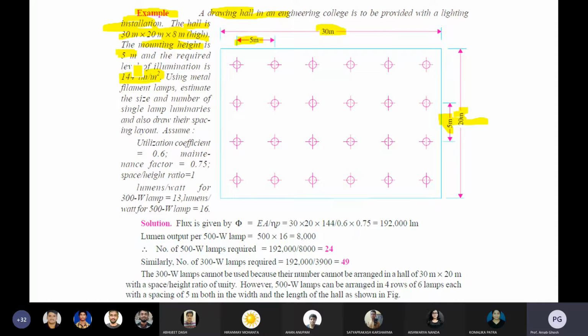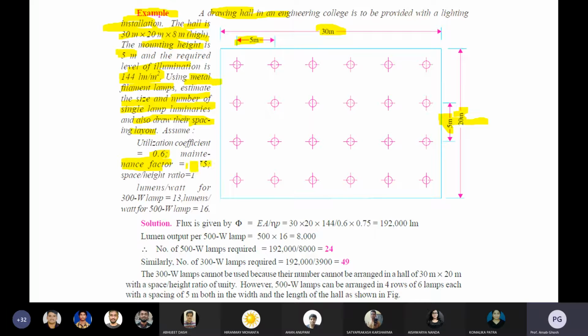Estimating the size and the number of the single lamp luminaires, and also draw their specific layouts. Okay, so layouts are given, utilization factor is 0.6, maintenance factor or the depreciation factor is given as 0.5, and space per height ratio is 1.